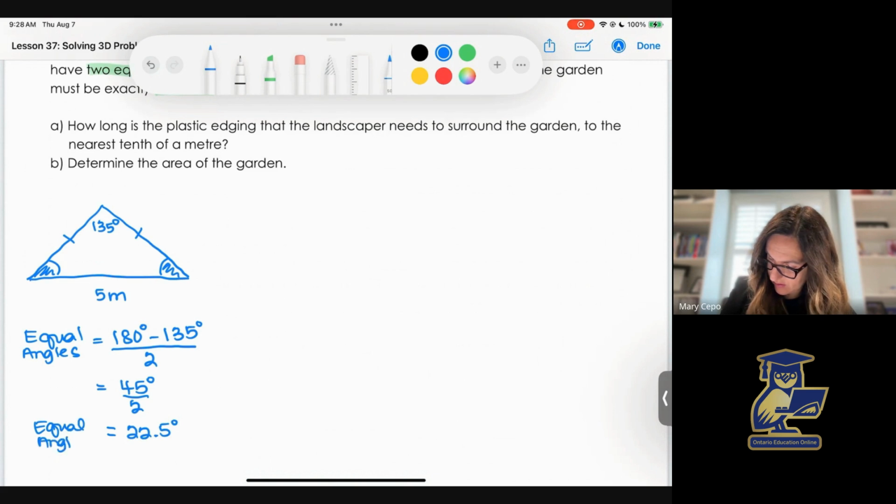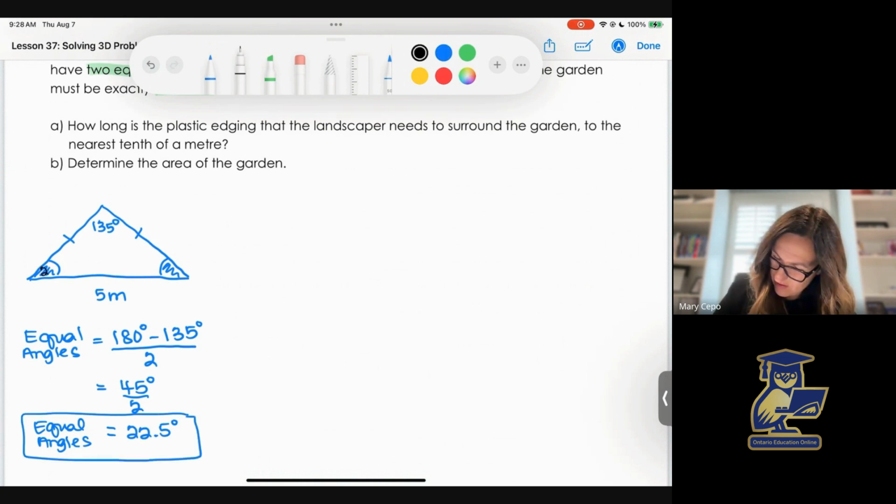So those two angles in that isosceles triangle would be 22.5 degrees. Okay, so knowing that helps. Now we need to figure out the equal side lengths.